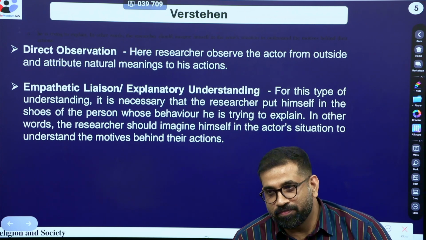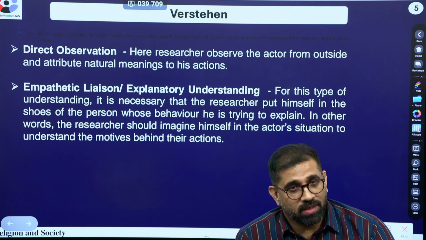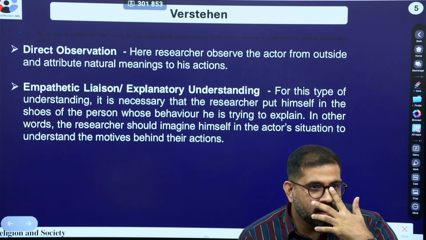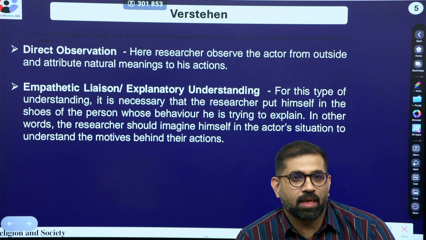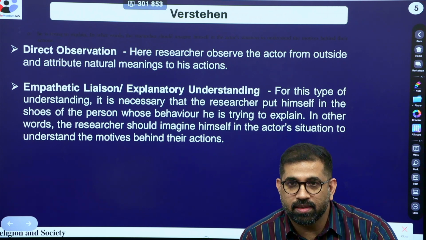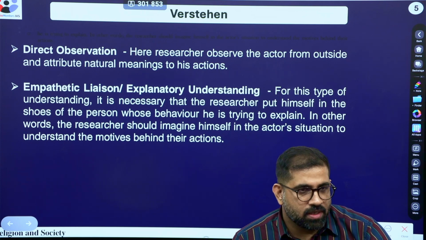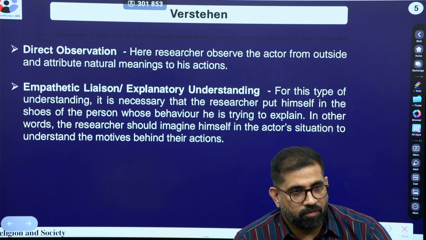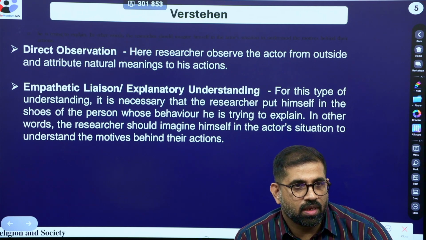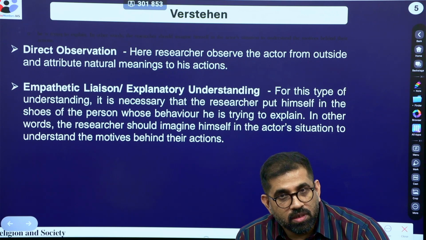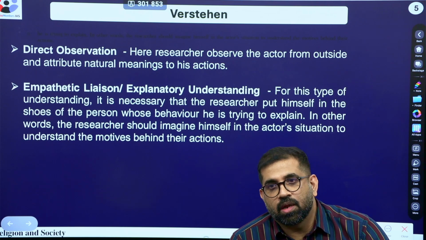Okay, the subjectivity of the researcher. Because if I am trying to analyze the meanings attached by an actor, my subjective biases may be reflected in my analysis or observation, right? So that can be mentioned as a criticism of the Verstehen approach. It can be highly subjective, and the subjective biases of the researcher may creep into that particular analysis.